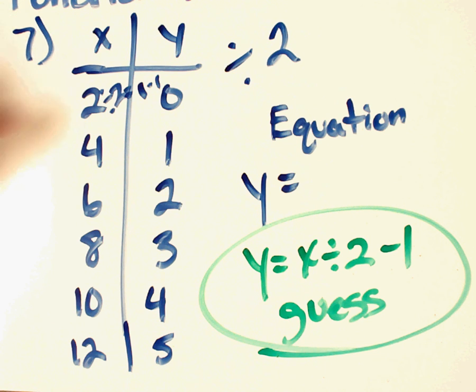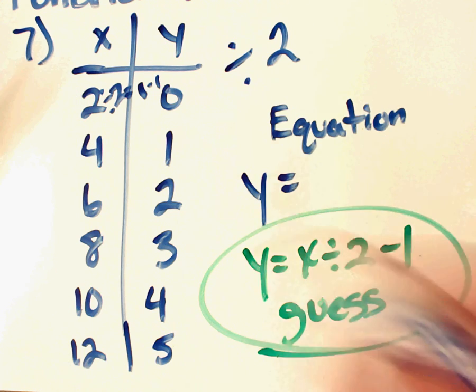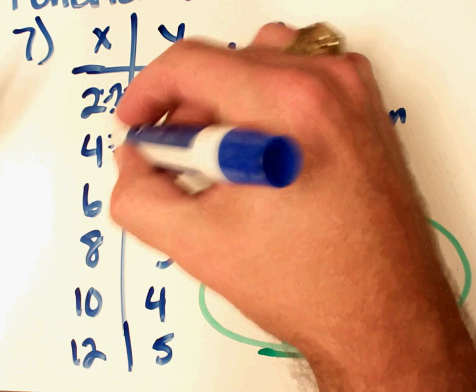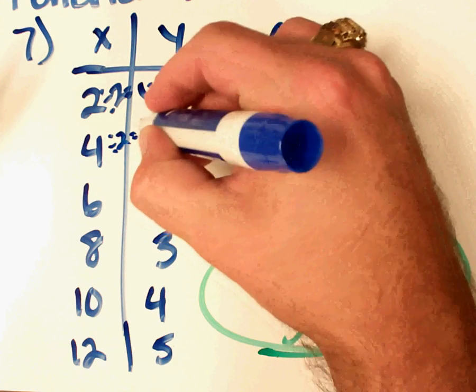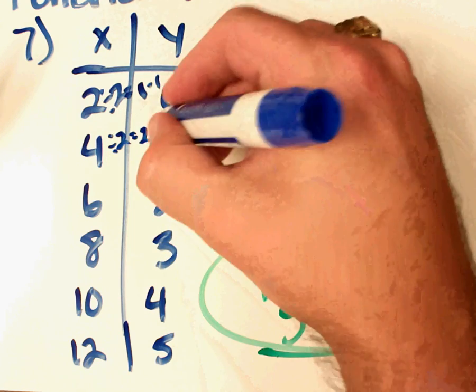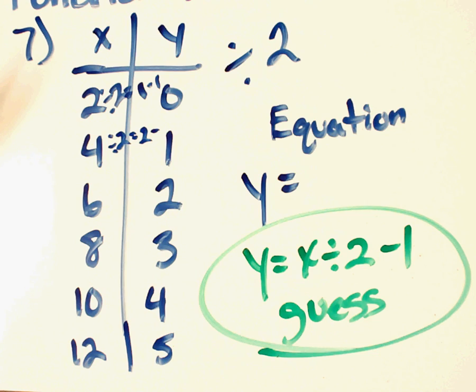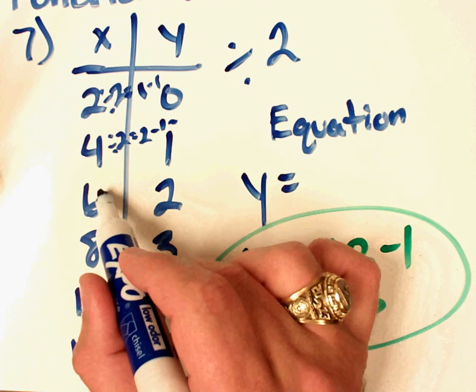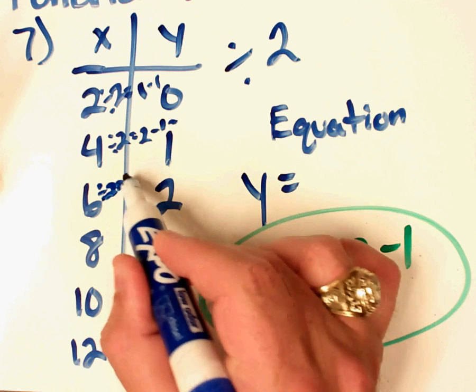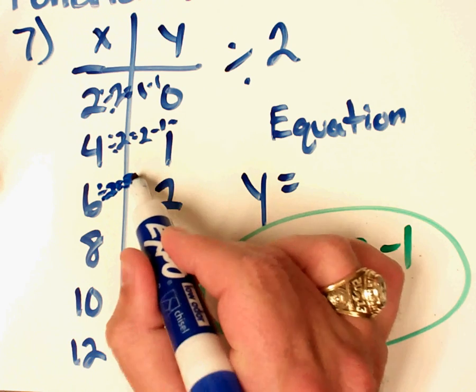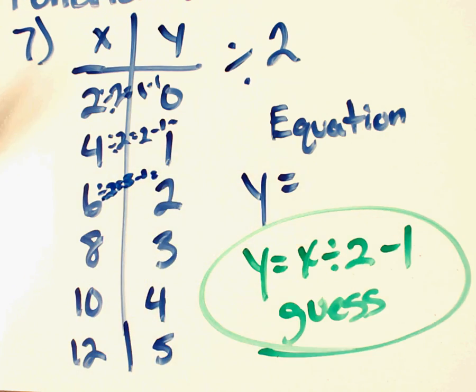All right, and I'm only on my first set of input and output. So let's go to the next one. So 4 divided by 2, that's going to give me 2. And then if I subtract 1, that's going to give me 1. Ooh. All right, but we've only tested two of them, so let's test at least one or two more just to make sure. So 6 divided by 2 is going to give me 3 minus 1. Hey, that gives me 2. So it's looking like this is going to work.